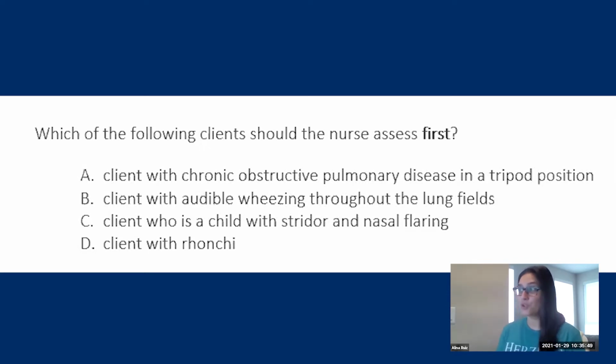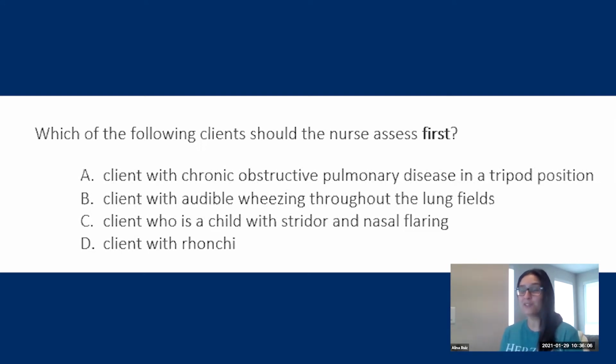A, client with chronic obstructive pulmonary disease in a tripod position. B, a client with audible wheezing throughout the lung fields. C, a client who is a child with stridor and nasal flaring. And D, client with rhonchi.